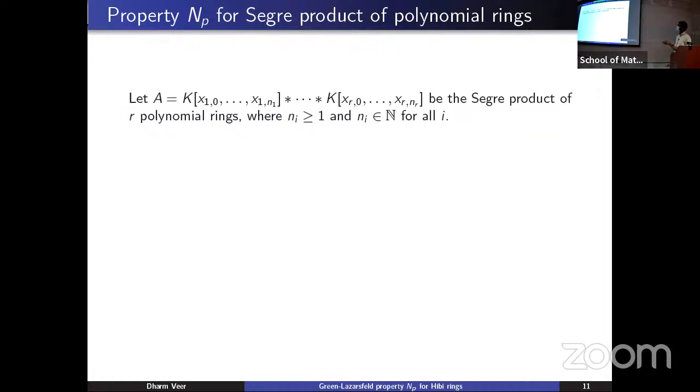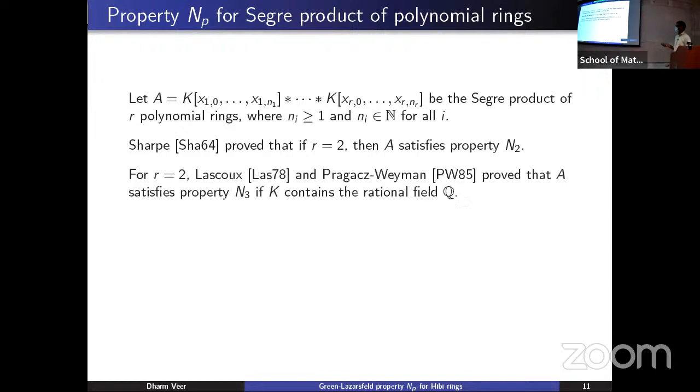Let A be a second product of R polynomial rings, such that in each polynomial ring there are at least two variables. So Sarkar proved that if R is equal to 2, then A satisfies property N2. That means if you take the second product of two polynomial rings, then the ring satisfies property N2. And for R equal to 2 only, Lazarsfeld, Pragacz and Weyman proved that A satisfies property N3 if K contains the field Q.